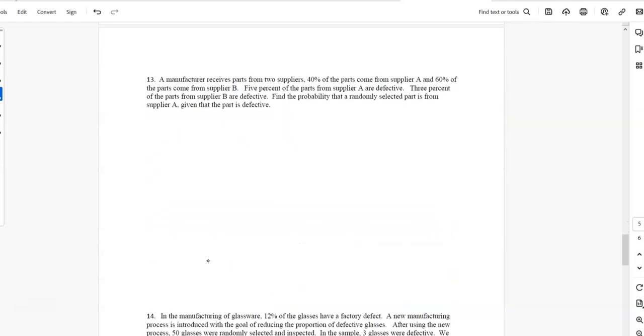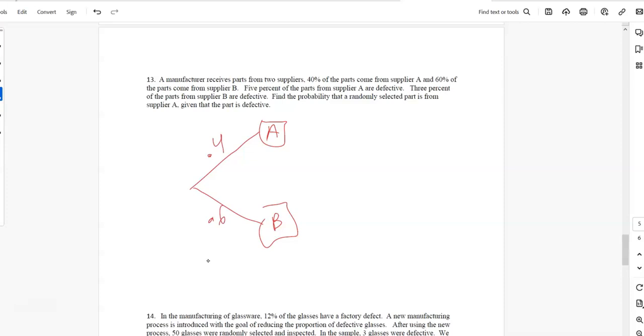This is probably best done, I don't think I put it in the answer key, but it's probably best done with a tree diagram. Receives parts from 2 suppliers. 40% of parts come from supplier A, 60% from the other one. So let's just do A and B. So 40% from A, so it must be 60% for this one.